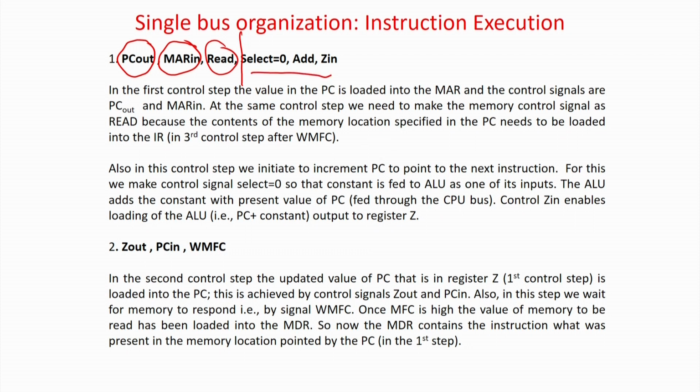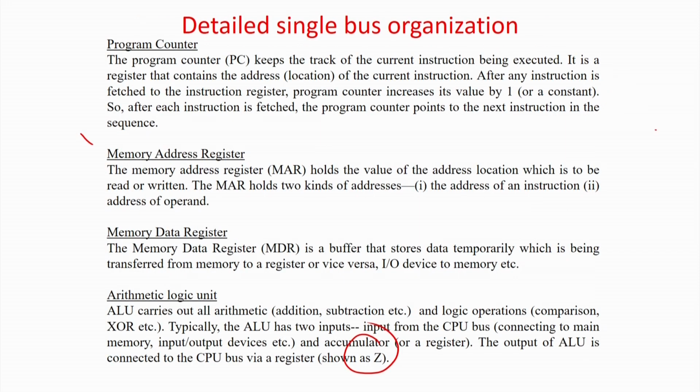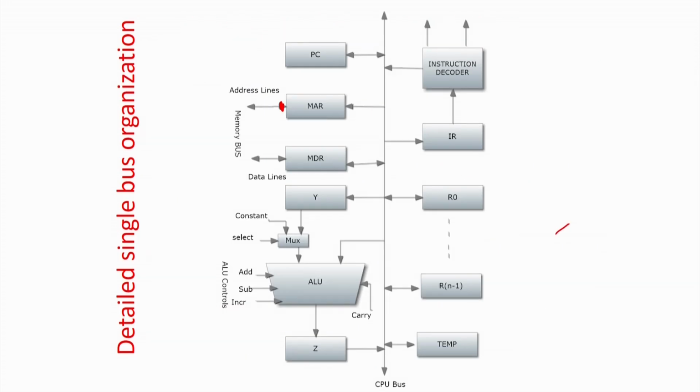So, what does it mean? Select 0 means, we will again see this corresponds to the multiplexer. Select 0 means you have to add the constant and not the value of Y. Add here means the ALU is in add mode. Z in means the register Z will take the value in from the ALU. So, let us look at it, what does it mean? We will be revisiting it many times.